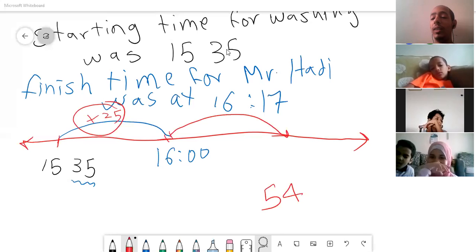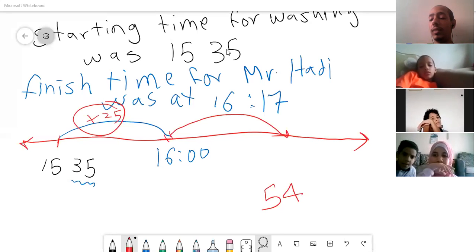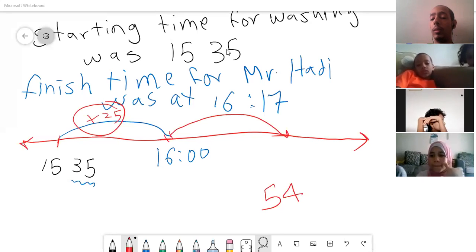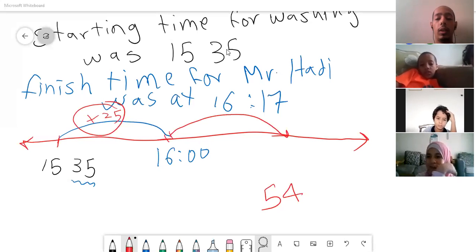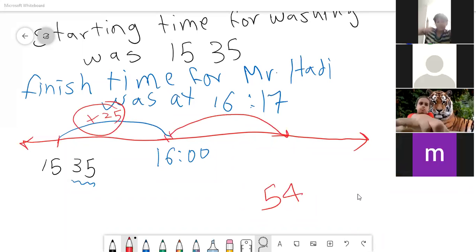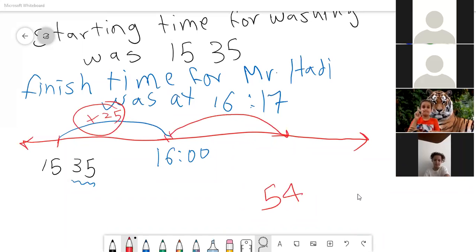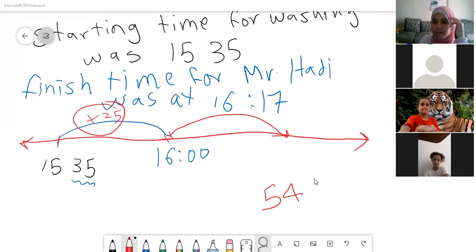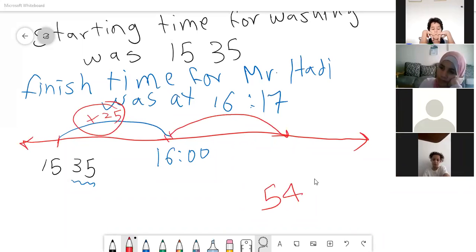I see Muhammad and Ahmed are sleeping. Ahmed Bassam and Muhammad Al-Malahi. Wake up. So nobody knows? Okay, Noor, if you want to raise from the button. Okay, Noor.